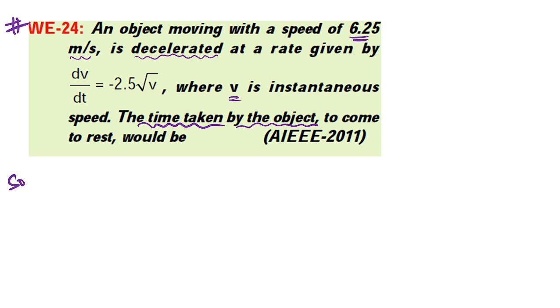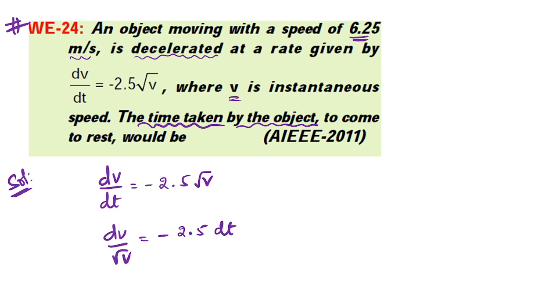Chalo, start. How would you do it? Use the equation dv divided by dt, which is equal to minus 2.5 into root v. Yes or no? Next step, what can I apply? I'll bring the root v to this side, and this side is 2.5 into dt. Can I use it like that? Now integrate on both sides.